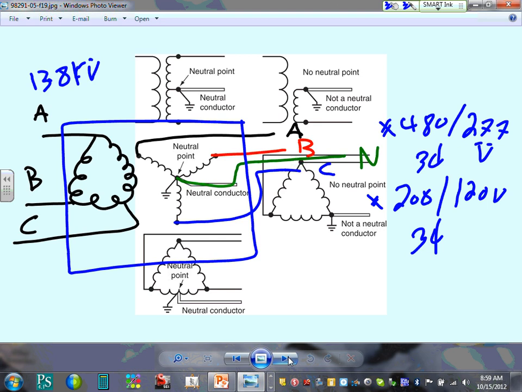Tomorrow, we're going to be doing calculations on this transformer, the most common source of power to any building. Cool. How to size the primary and secondary of this transformer. Aaron, does it make sense?